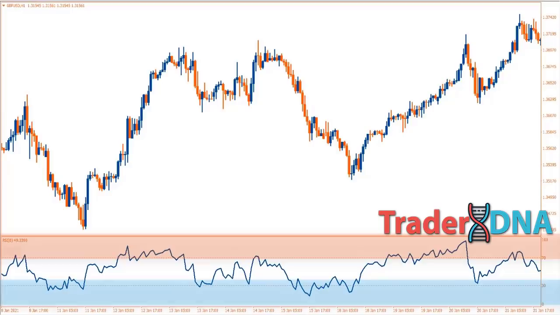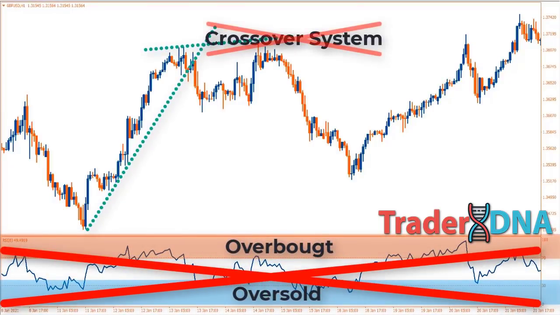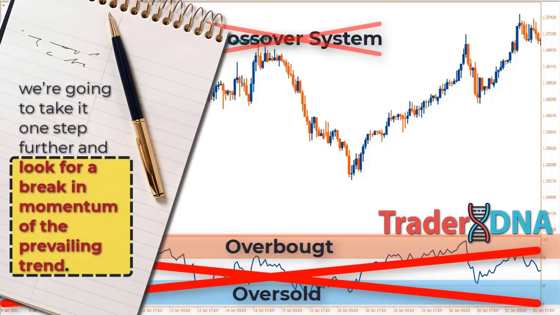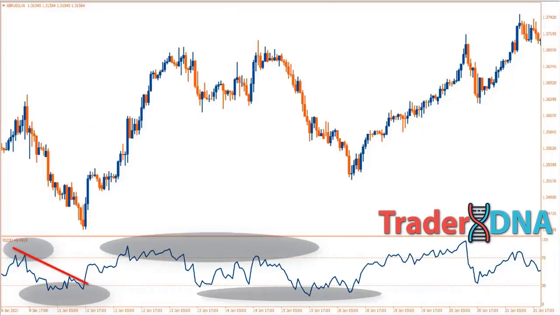We are not going to measure the overbought or oversold conditions, or use it as a crossover system. We're going to take it one step further and look for a break in momentum of the prevailing trend. What I mean by this is that we're going to look at the changes in prices relative to the changes in the peak and the valley that the RSI indicator will generate.